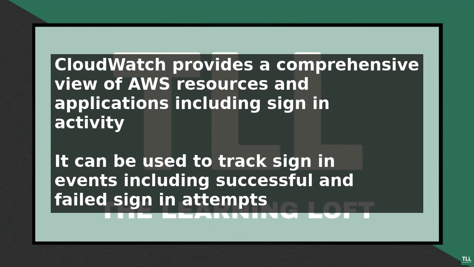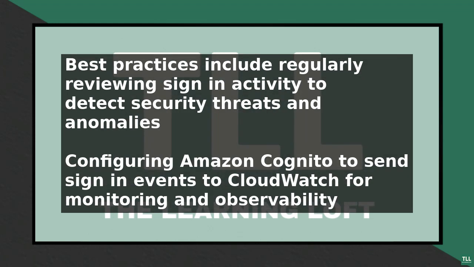Once you have configured Amazon Cognito to send sign-in events to CloudWatch, you can view sign-in activity in the CloudWatch console. You can navigate to the CloudWatch console, select the Logs tab, and select the log group for your Amazon Cognito user pool. From there, you can view sign-in events, including successful and failed sign-in attempts, and the IP addresses and devices used to sign in.